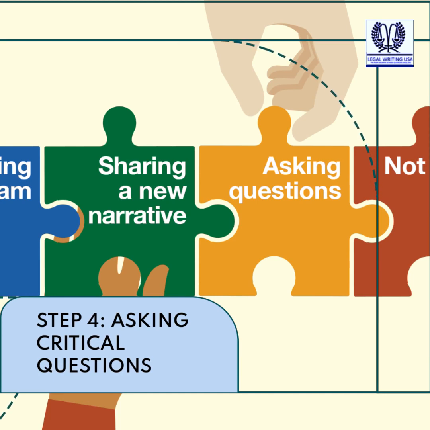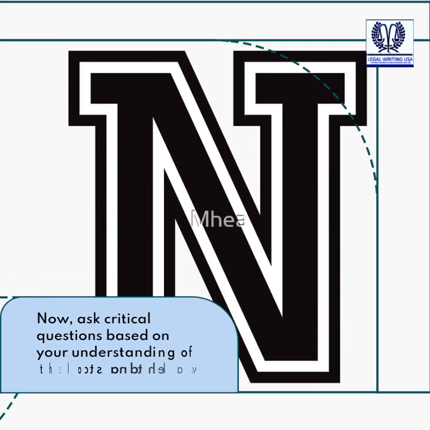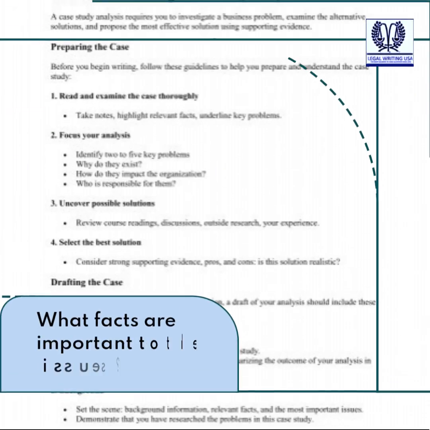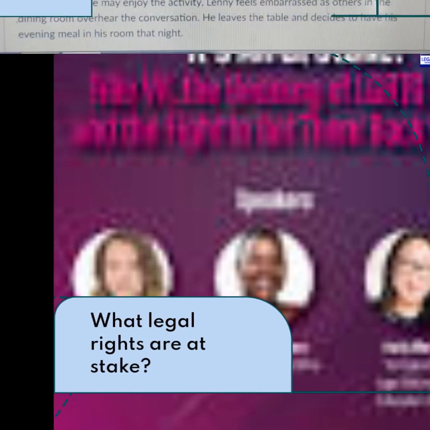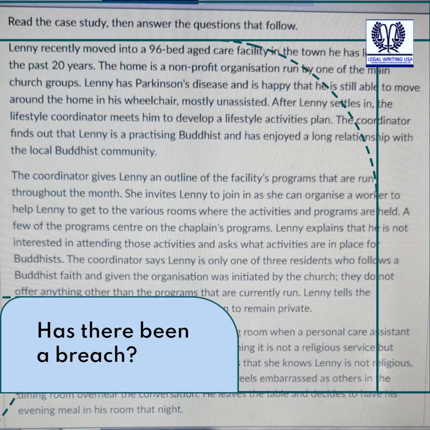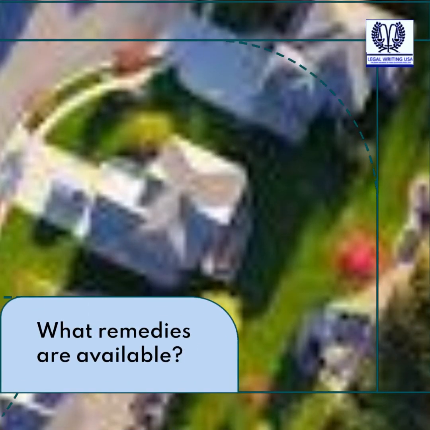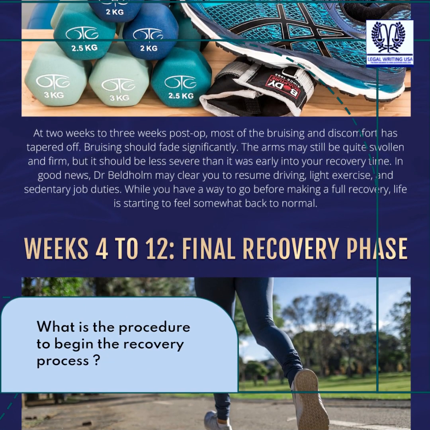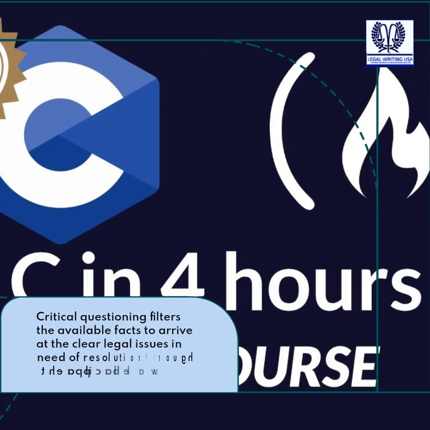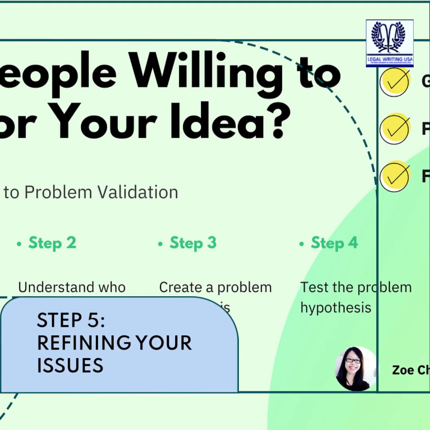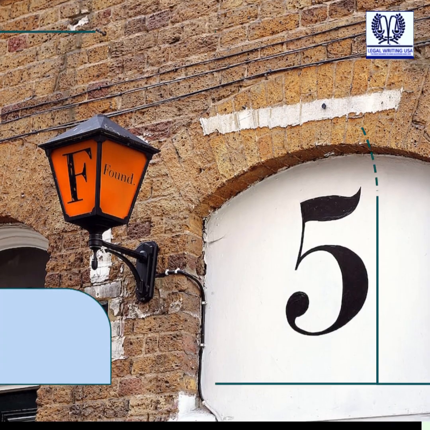Step 4. Asking critical questions. Now, ask critical questions based on your understanding of the facts and the law. What facts are important to the issues? What legal rights are at stake? What remedies are available? What is the procedure to begin the recovery process? Critical questioning filters the available facts to arrive at the clear legal issues in need of resolution through the applicable laws.